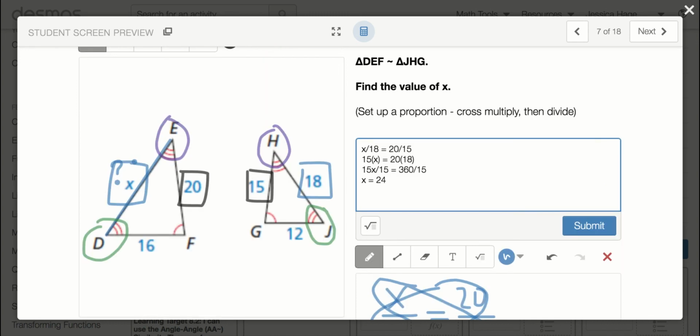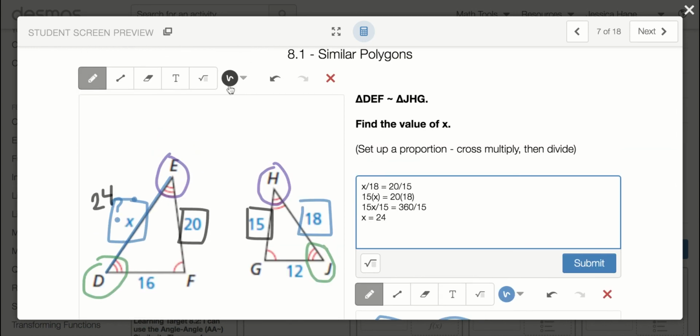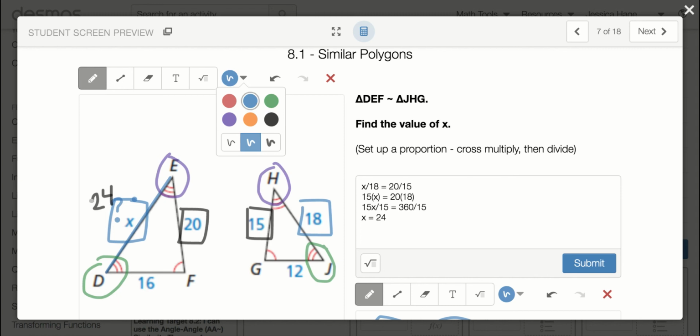And check and make sure that that answer makes sense, okay? So 24 was matched with 18, and 18 happens to be the largest number in the triangle to the right, and 24 does in fact appear to be the largest number to the triangle on the left. So that means 24 over 18 is in proportion as 20 is to 15. So x is 24.